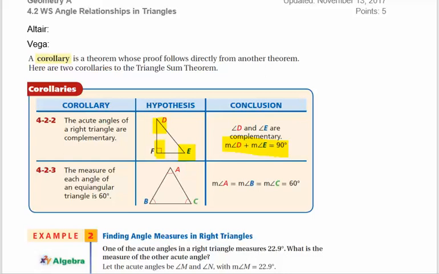And the other one is that the measure of each angle of an equiangular triangle is 60. So each of these is 60 degrees because they're all the same, so 180 divided by 3 is 60.